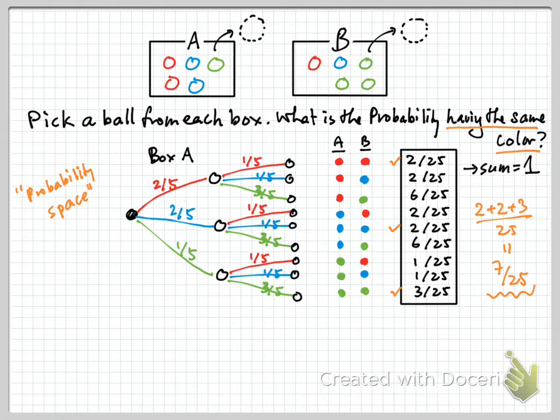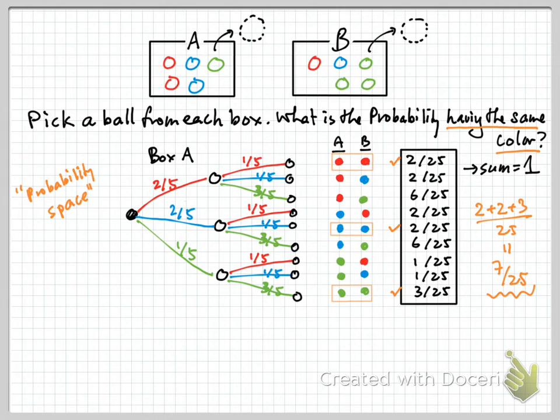Because having the same color, there are 3 ways. You can have red and red, you can have blue and blue, you can have green and green. That's all. The others are different colors. So red and red, blue and blue, green and green, the probabilities are like this respectively. So the final answer is 7/25. That's how we do it in probability.